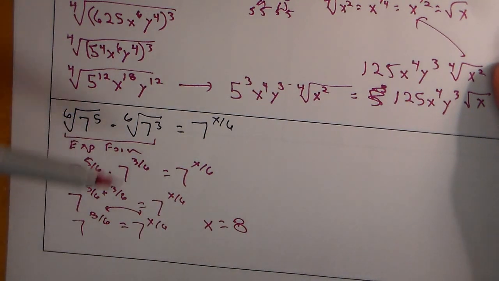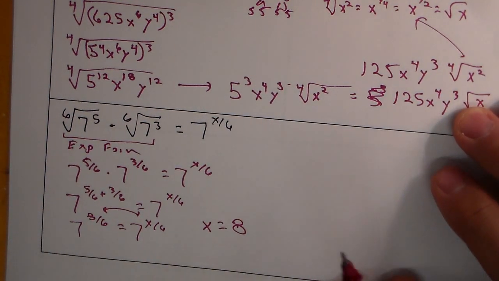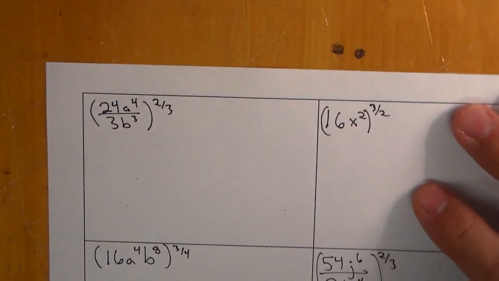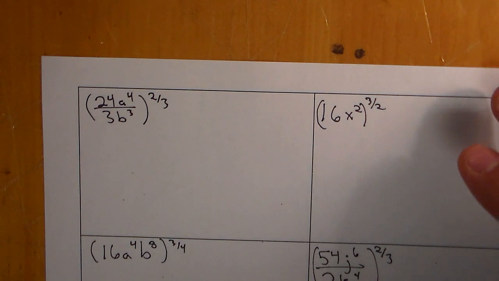You're simplifying the left-hand side to be equivalent to the right-hand side to allow you to then find what the missing value is. A little bit different problem, but it still requires us to use our exponent rules. So let's go to our next page.